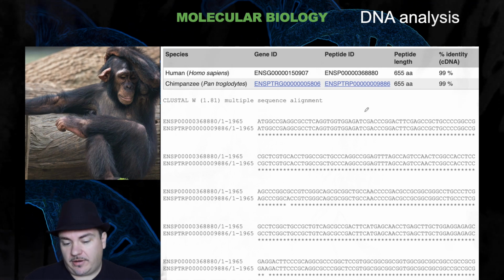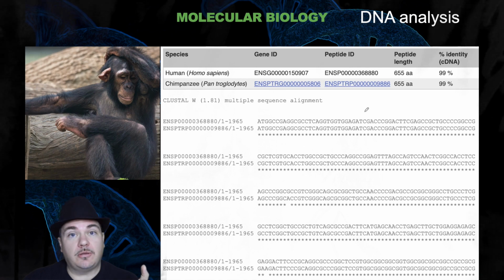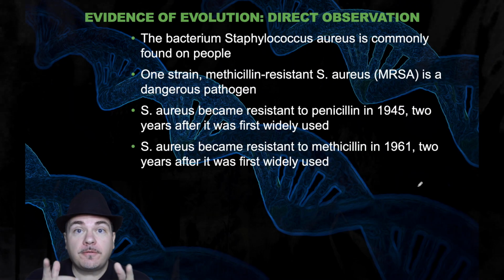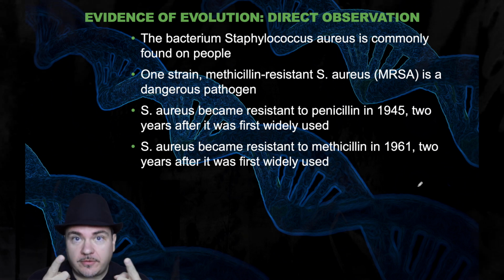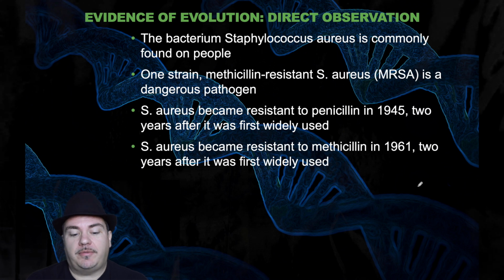So what this is showing us is we can compare the DNA sequences for different genes, and we can see how closely related organisms are to each other. Humans and chimps are much more closely related than a human and a fish. Another form of evidence for evolution is direct observation. We directly observe evolution happening.